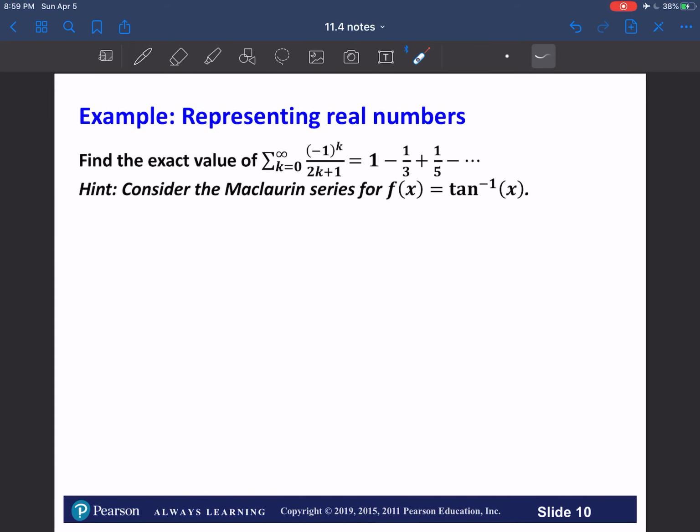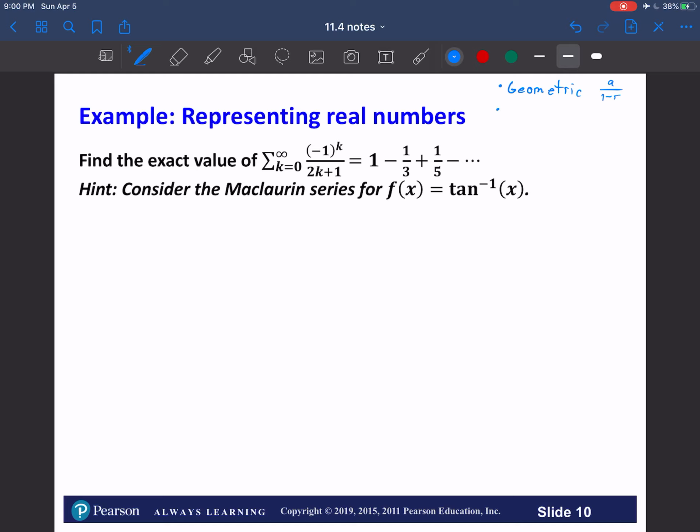The next example, the next thing that we're going to be using Taylor series for, is representing real numbers. So if we're given the prompt to find the exact value of this infinite sum, you might look at me and say I'm crazy because we don't know how to do that. What I have told you so far is that there are only 2 types of series for which you're able to calculate exact values. That was a geometric series, where we could write that the infinite sum was a over 1 minus r, if the absolute value of r was less than 1.